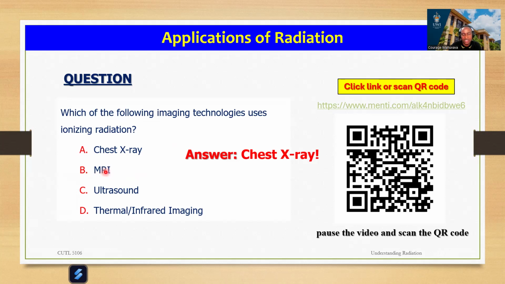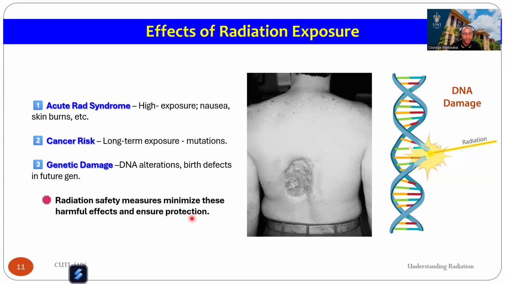It actually uses magnets and radio frequency pulses or waves. Ultrasound uses high frequency sound or acoustic radiation, which is non-ionizing, whereas infrared or thermal radiation is also non-ionizing radiation. So our answer here would be A.